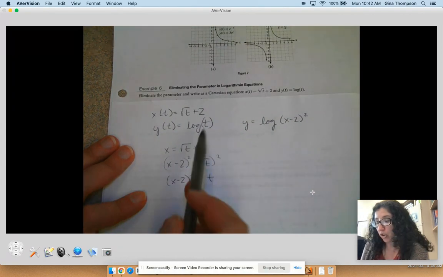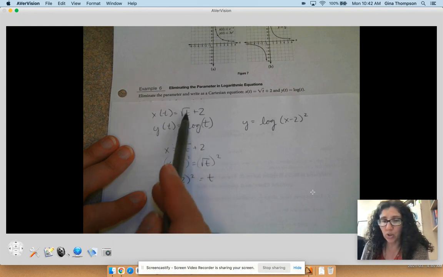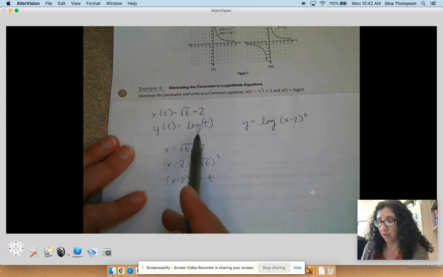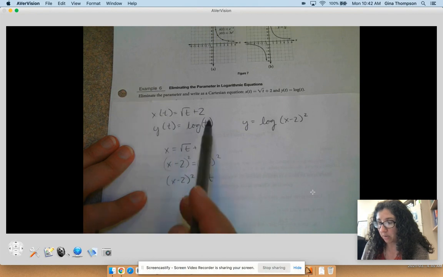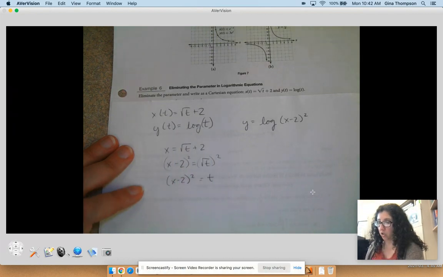So again, you're looking for which equation it looks like you could solve for t in, and then I'm going to plug it into the other. So we solved for t here, and then plugged it in for t in the second equation.